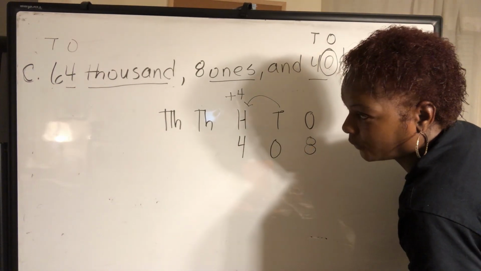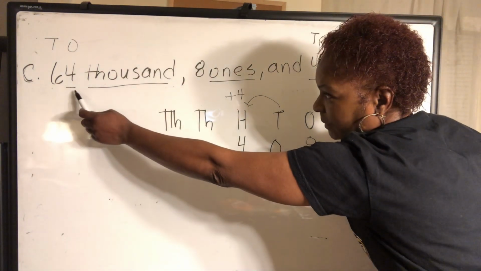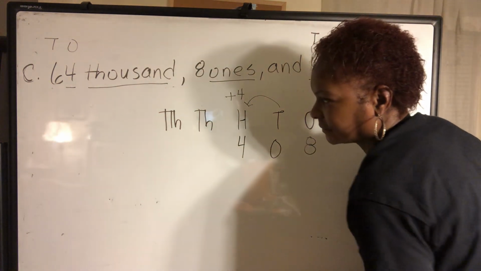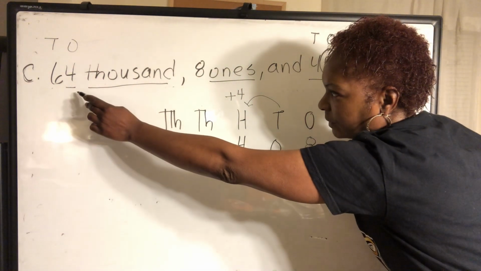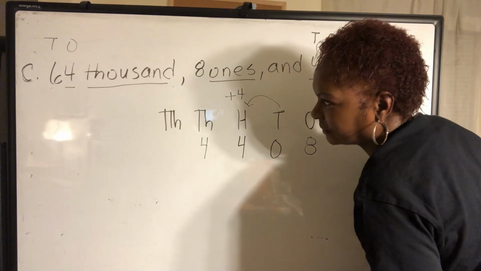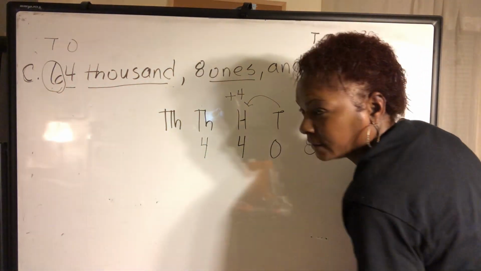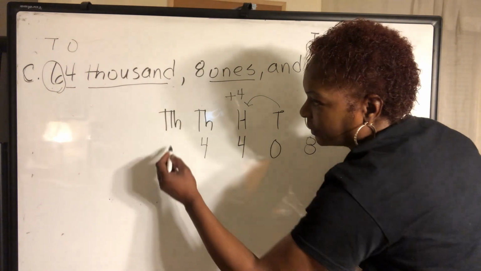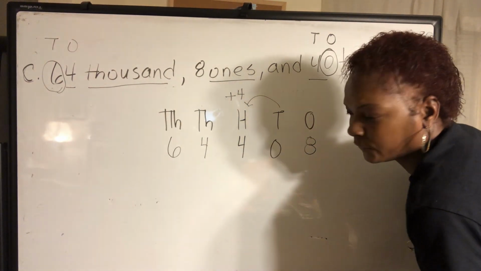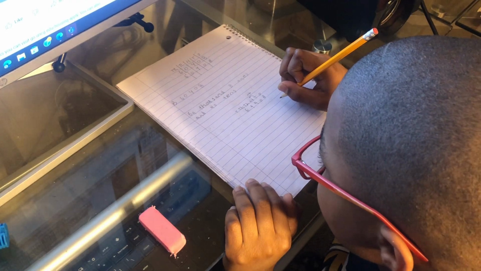But in 64, if you write that here, that means this ones is actually the thousands place, and this 6 is the 10,000s place. So we're just going to take the ones from the 64 and record it in our thousands place. And then the 6, which is in the tens, that actually means 60,000. So we will put the 6 right there, and our number is 64,408.